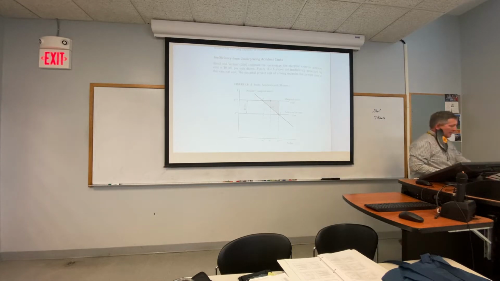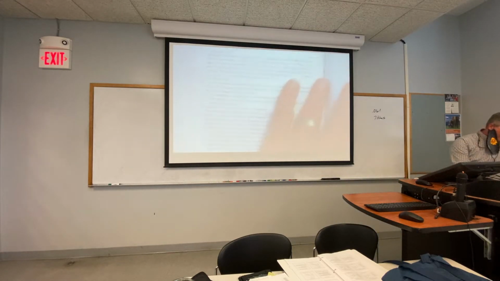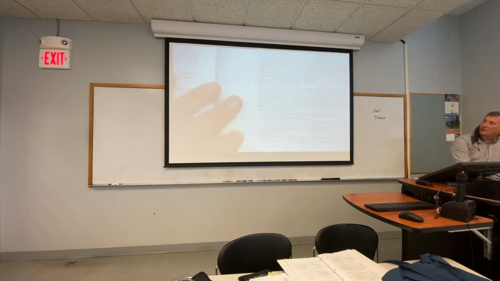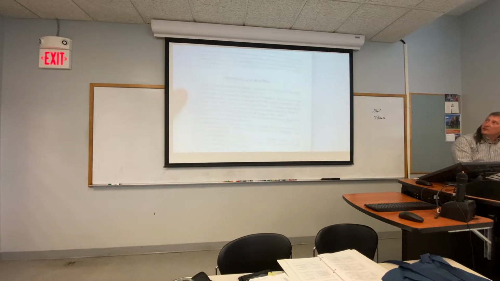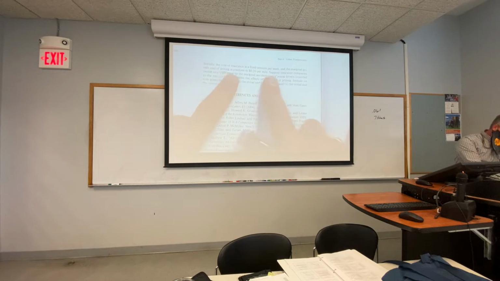9 on the apply. Okay, youngsters pay to drive. The demand curve for car travel by the typical young driver, less than 25, has a vertical intercept of $1 and a horizontal intercept of 200 miles per week. And initially, the cost of insurance is a fixed amount per week. The marginal private cost of driving is 20 cents per mile. Suppose insurance companies switch to a VMT.